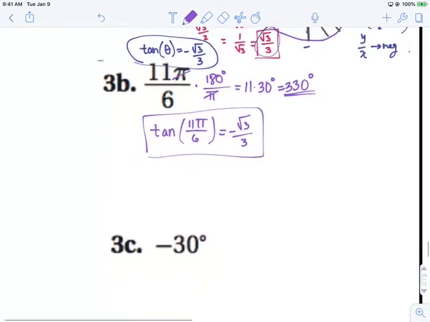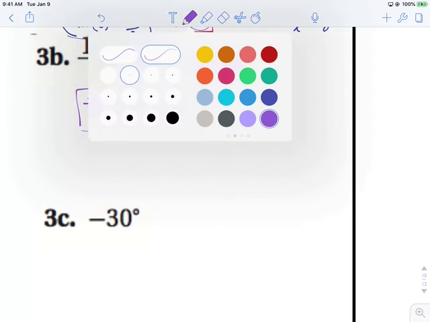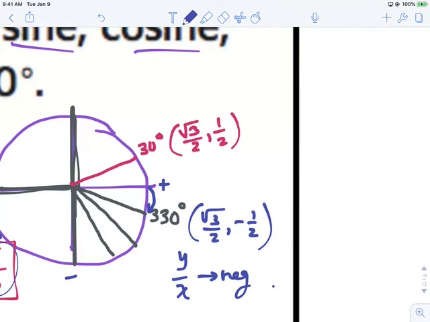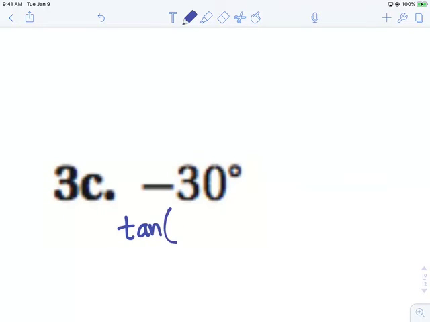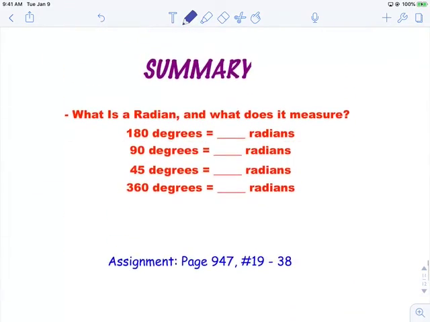All right, and one more minute here. Negative 30. Well, if you go back to your unit circle, negative 30 is 330 degrees. Why? 360 minus 30 gets you to 330. So guess what? We're going to get the same answer. Tangent of negative 30 degrees is equal to negative square root 3 over 3. Okay, so that should help you out.